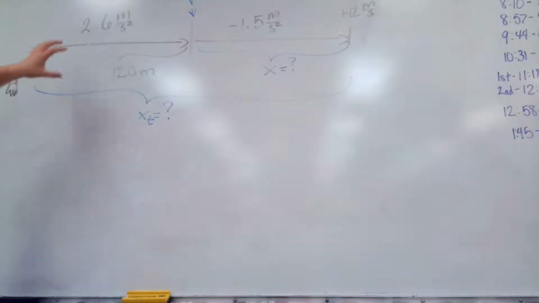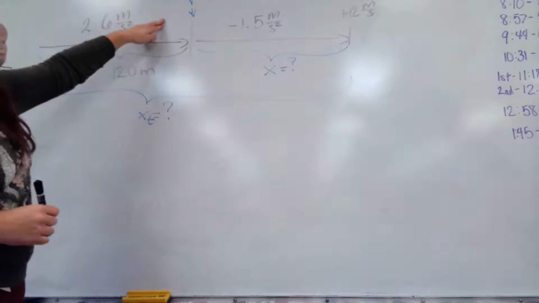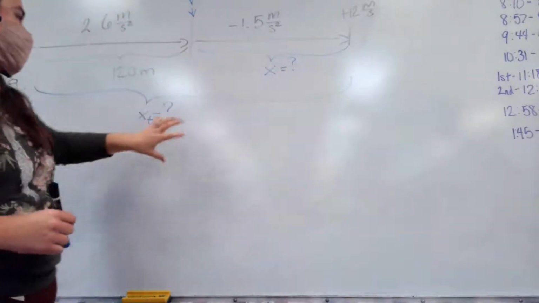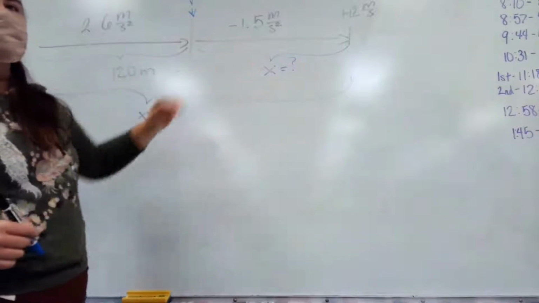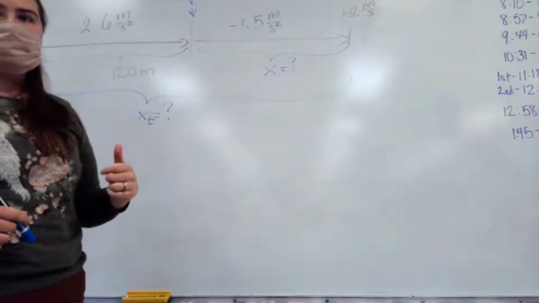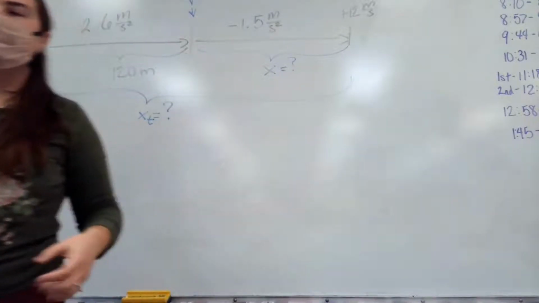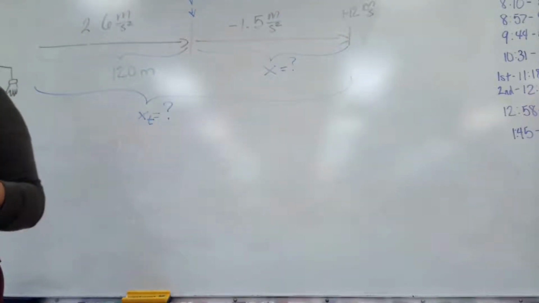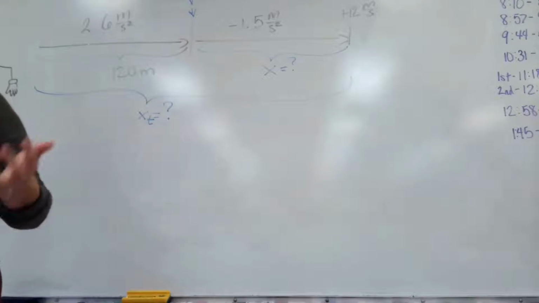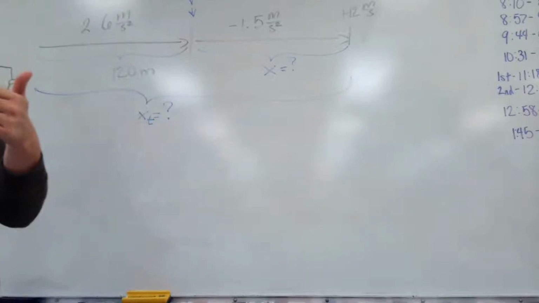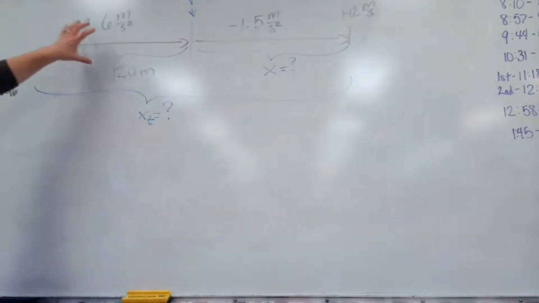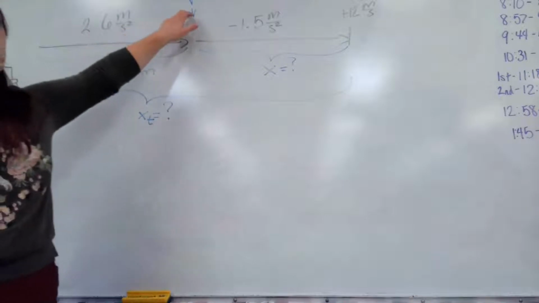So we need to find our velocity here. We need to find our distance here. And then we need to add these two together to get our final distance. If you take a problem like this and give yourself that roadmap of what you need to do, it's a lot harder to get lost in these problems.